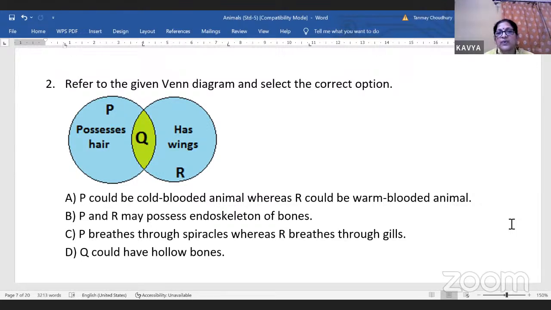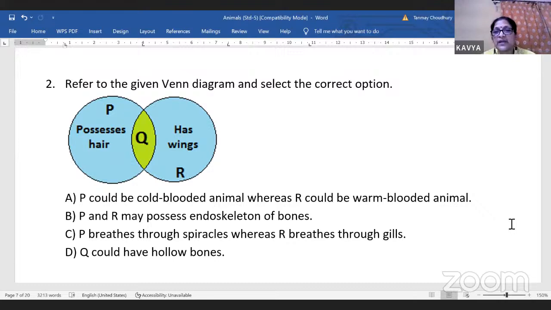What is the meaning of cold-blooded and warm-blooded? Now, cold-blooded animals are those animals whose body temperature does not remain constant. Does your body temperature remain constant? Yes. Our body temperature always remains constant unless we have fever. Then the body temperature rises. But our body temperature is always constant. And so we are warm-blooded animals.